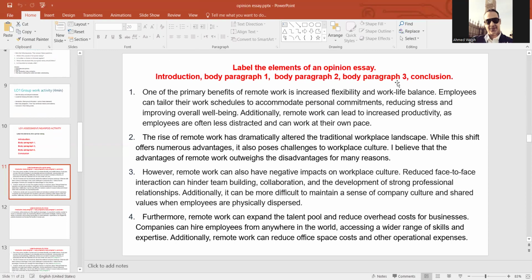Let me show you an example of an essay here with 5 paragraphs. And let's order them. Which one is the introduction? Which one is body paragraph 1, body paragraph 2, body paragraph 3, and the conclusion? So let's have a look here. Have a look at this task.